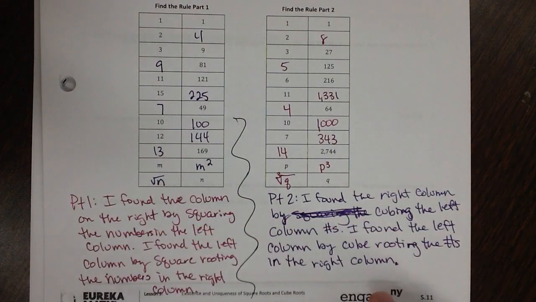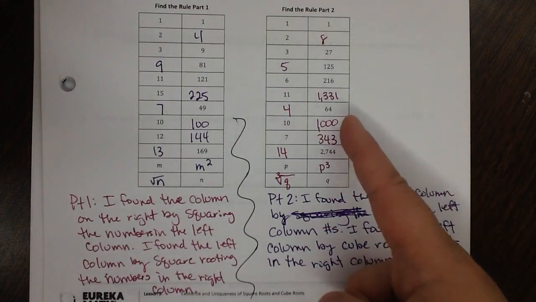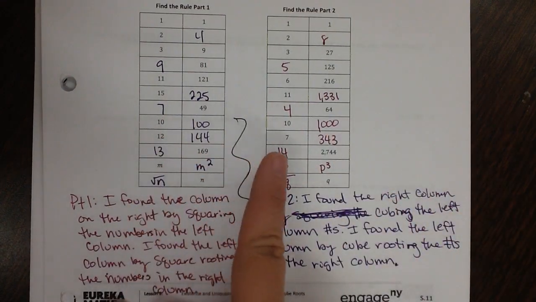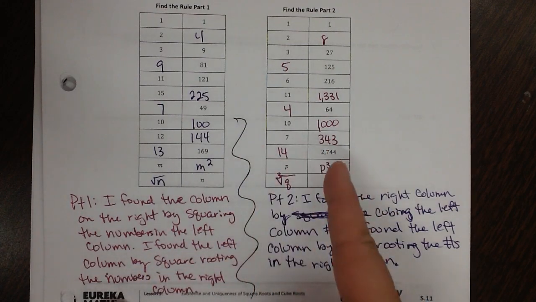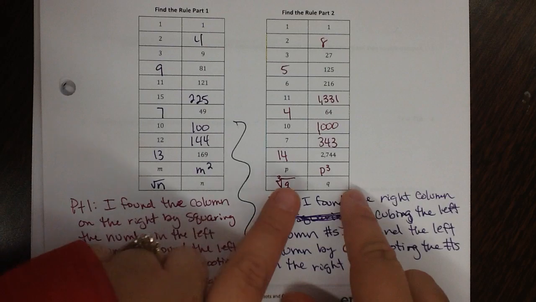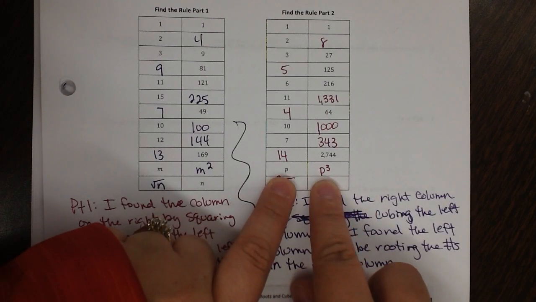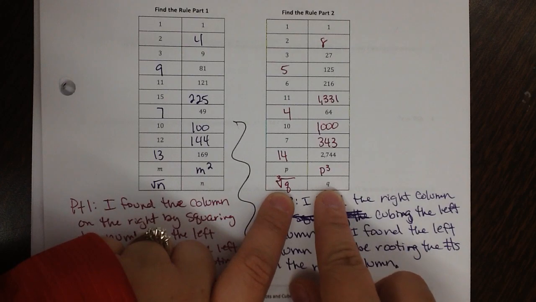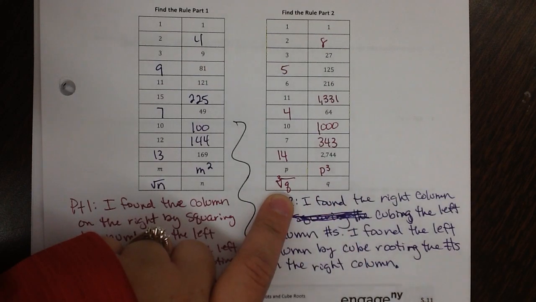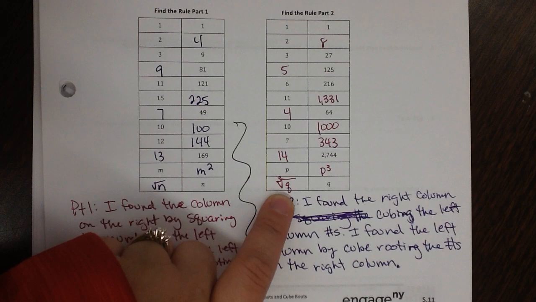So down here for the rule, to find the right column, I cubed the numbers in the left column. And to find the left column, I cube rooted the numbers in the right. So for p, it would be p to the third. And for q, it would be the cube root of q. Okay, and we're going to look into these some more, and I will provide you with a link below the video of the first so many cube roots in just a second.